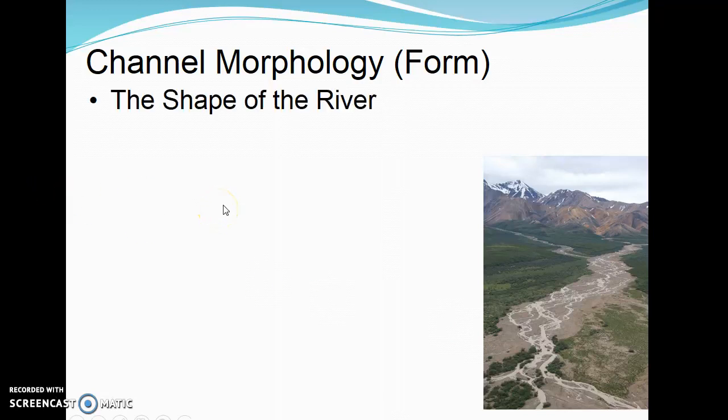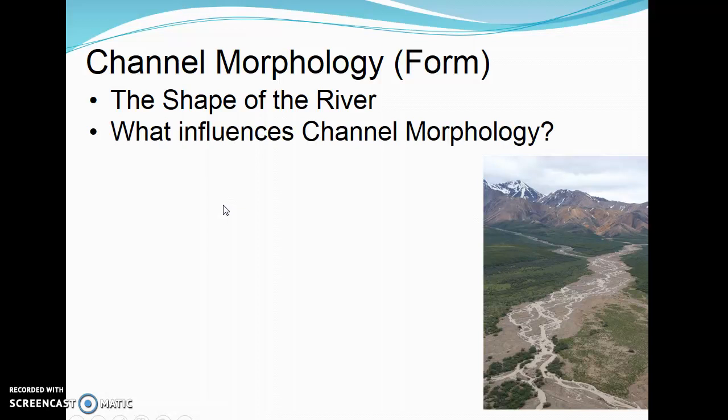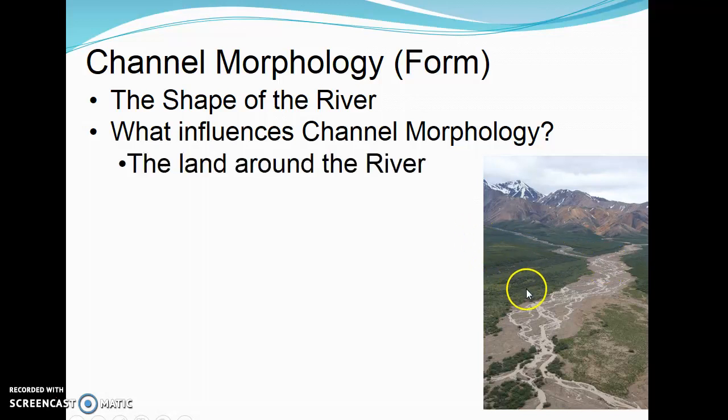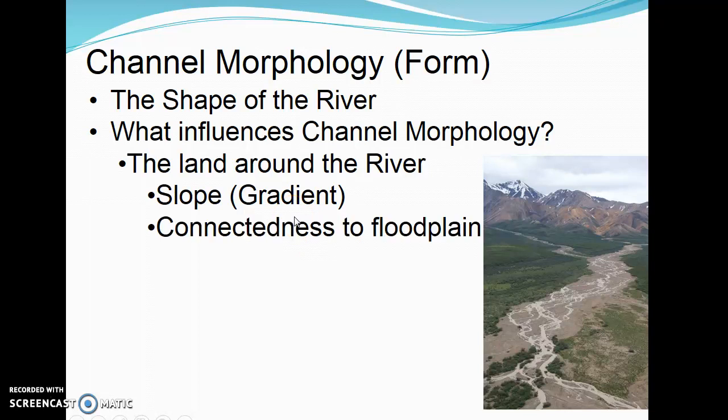Okay, so the morphology being the shape of the river. We've talked a little bit now that the channel morphology can be determined by whether or not sediment is getting picked up or dropped out. So the land around the river can influence the morphology. The slope of the river will influence the morphology of the river.